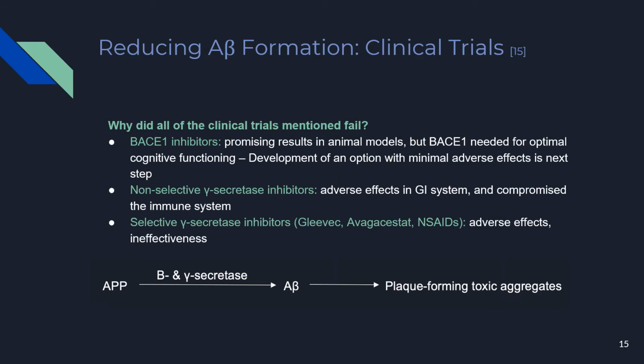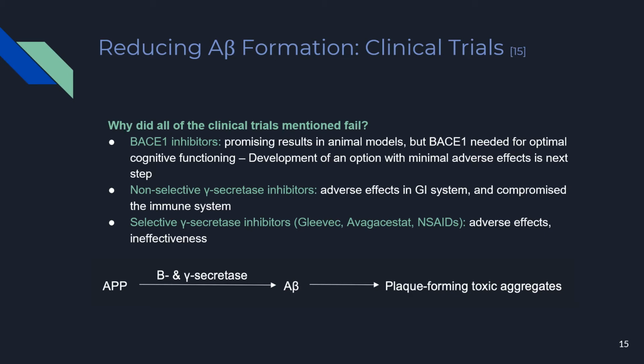So, like I said, most of these trials were unsuccessful. In fact, all of these trials specifically focused on reducing amyloid beta formation failed. The theory behind these trials was that reducing amyloid beta generation involved controlling the function of beta and gamma secretase in converting amyloid precursor protein, or APP, to amyloid beta.